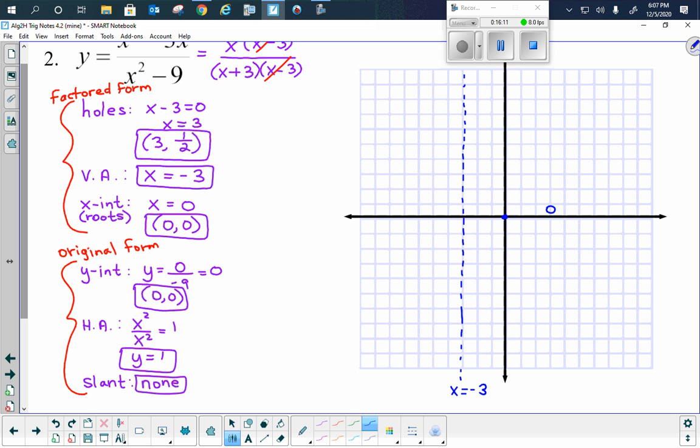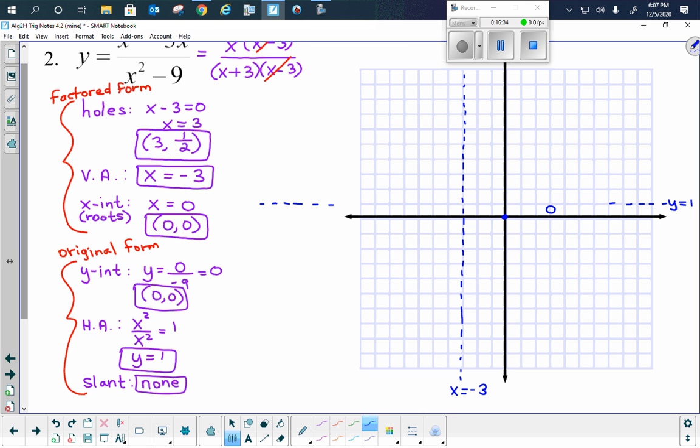We have a horizontal asymptote at y equals 1. All right, so remember that's only the end behavior. So I'll put y equals 1 here and y equals 1 out there. No slant asymptote, and I think we're set and ready to go.